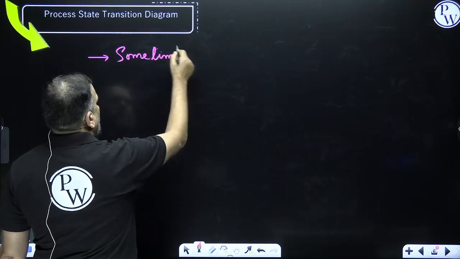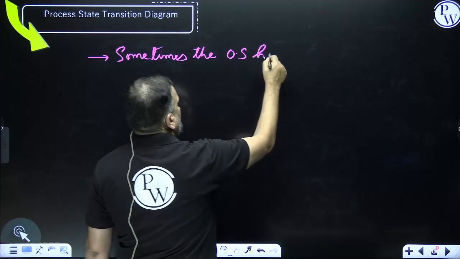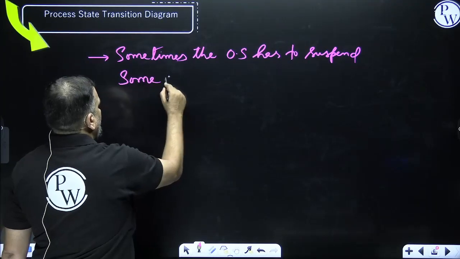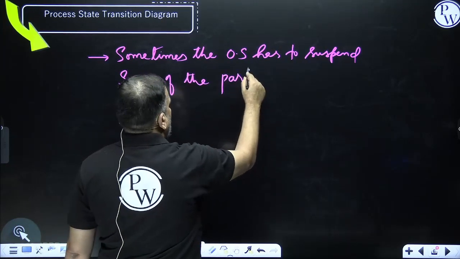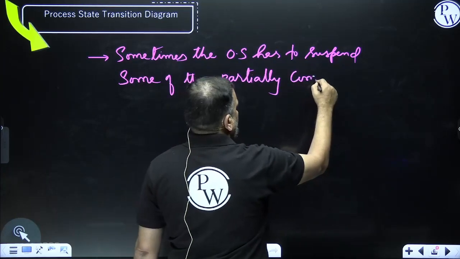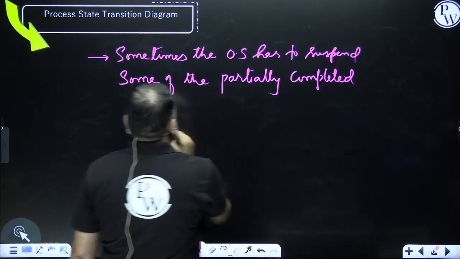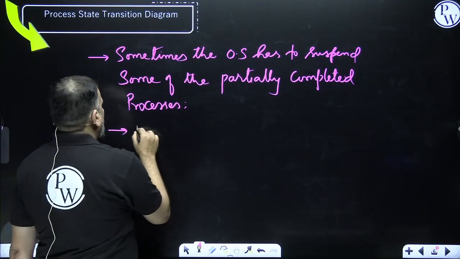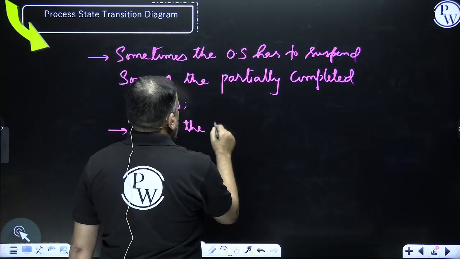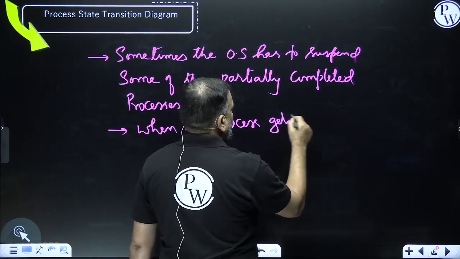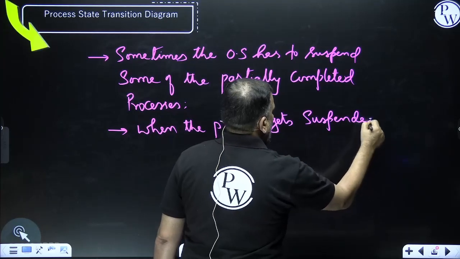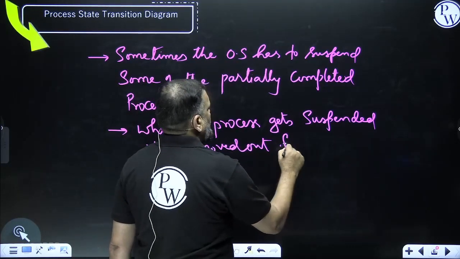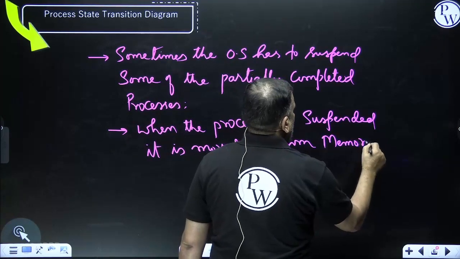Sometimes the operating system has to suspend some of the partially completed processes, those processes which have not fully completed their execution. And the point which I would like to add: when the process gets suspended, it is moved out from memory onto disk.